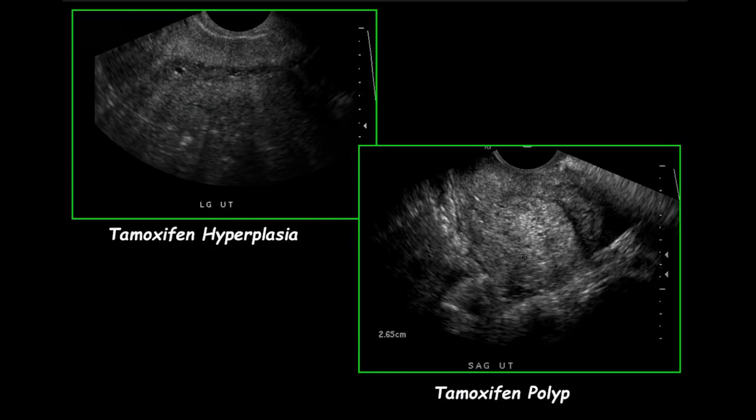These are two separate patients. The top left patient has a thickened heterogeneous endometrium with a few tiny cysts and had tamoxifen-associated endometrial hyperplasia. This necessitated stopping tamoxifen medication. The bottom right patient had a markedly thickened endometrium with tiny cystic areas and had developed a tamoxifen polyp. The polyp was removed and the patient was able to continue with tamoxifen treatment.